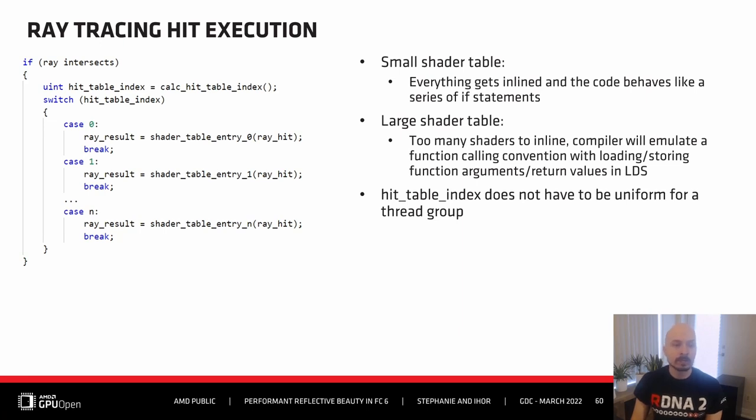From an assembly standpoint, we want these shader table entry function calls to get inlined. And if they happen to share some common code paths, then we want the shader compiler to group those together as an optimization. The problem comes if we have a very large shader table. We can run into a case where we have too many shaders to inline. And instead what the compiler will do is emulate a function calling convention on the GPU, with loading and storing of function arguments and return values done in LDS.